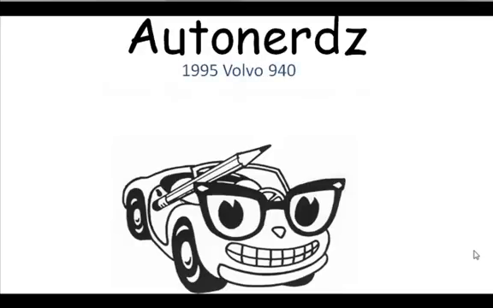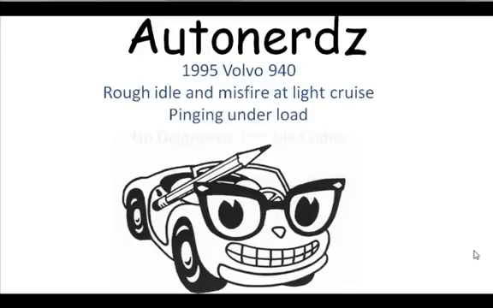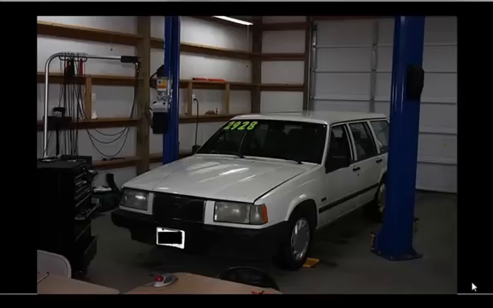Today we have an interesting case study, a 1995 Volvo 940 with a rough idle and misfire at light cruise, and pinging under load, even under light load, very heavy pinging, and no diagnostic trouble codes. And you can tell by the numbers on the windshield that this is a used car lot vehicle. Now this vehicle's been to the wholesale auction a few times, apparently because no one can figure out what's wrong with the car.